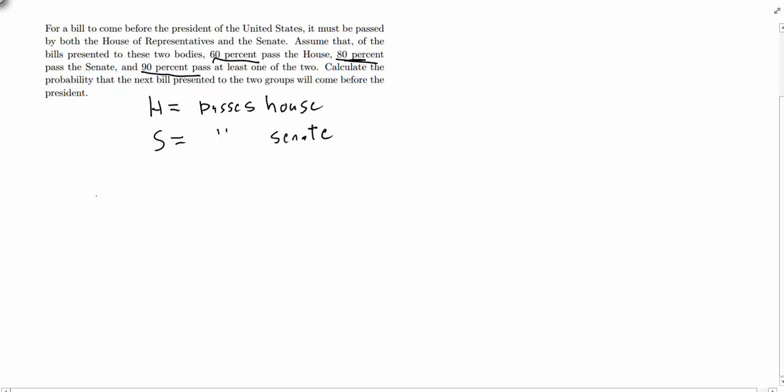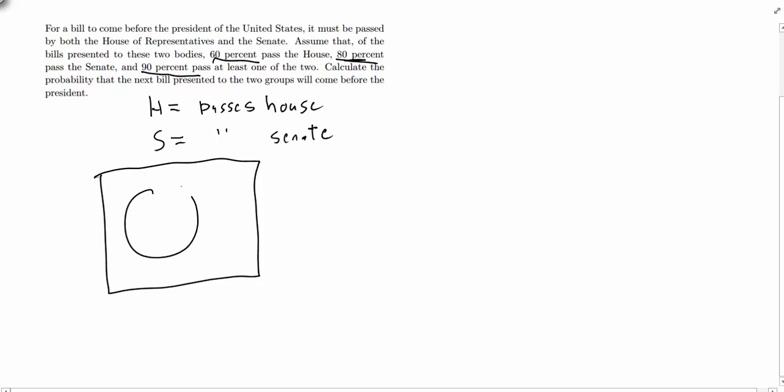So first, to draw a Venn diagram of the situation, let's suppose this is our universe of all bills. Here are all the bills which pass the House, and here are all the bills which pass the Senate. And the fact that 90% of all bills pass at least one means that this whole combined area of the two circles is going to be 0.9. Which means the outer area would be 0.1, so 10% of all bills don't pass either House. Now, what we're really after here is this intersection, right? The bills that pass both.